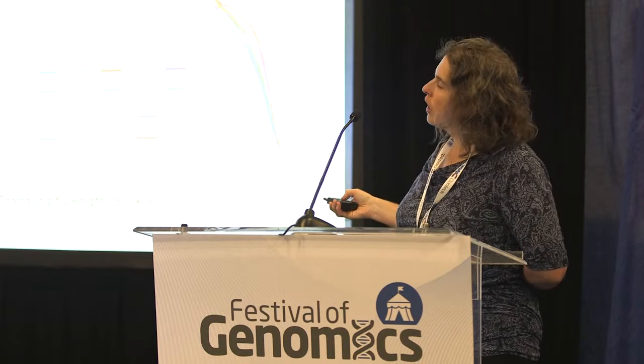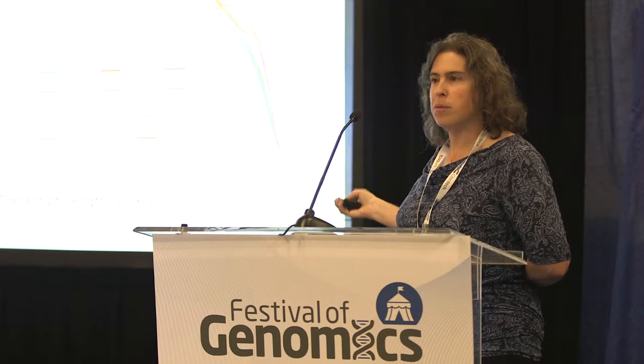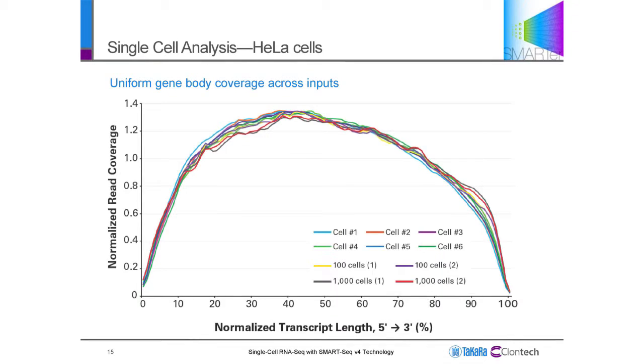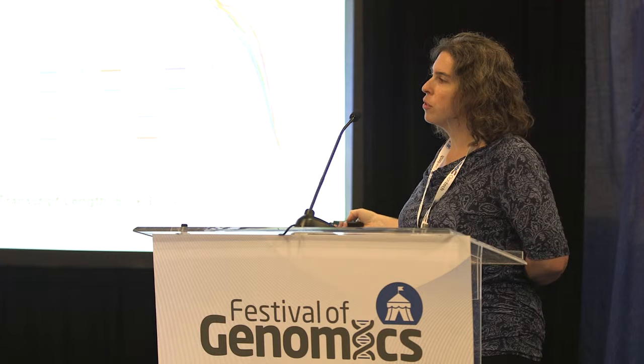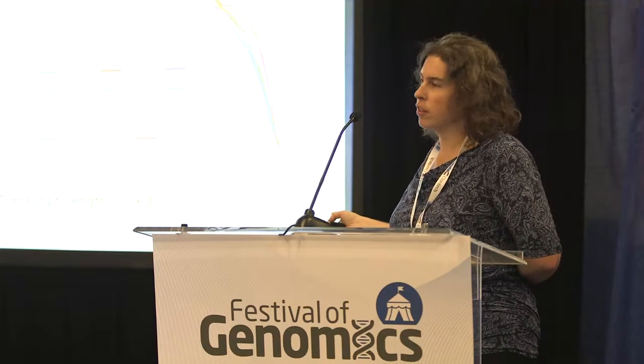So we can also look at gene body coverage, and again, these are the same cells that I've been showing you. Here we're looking at gene body coverage across a normalized transcript length, so we've normalized all the transcript lengths to 100%. So we're looking at the 5' to the 3' end, and then normalized read coverage. And we have very even and reproducible gene coverage, and this also recapitulates the bulk sample. So we're really not losing any information across the transcript.